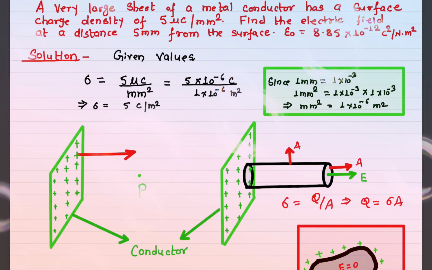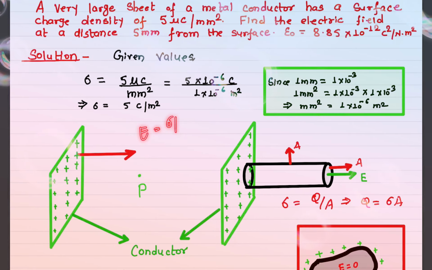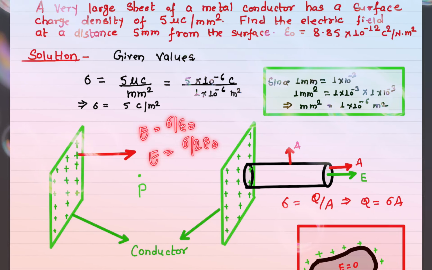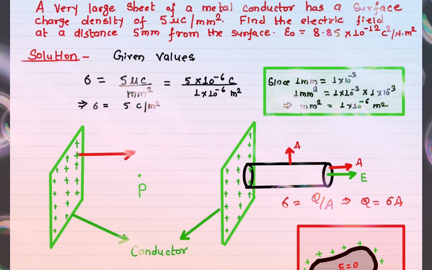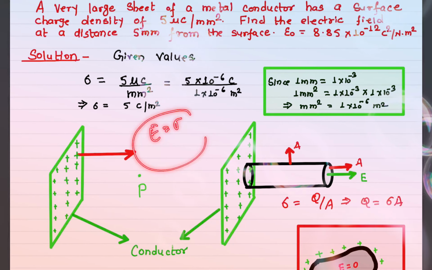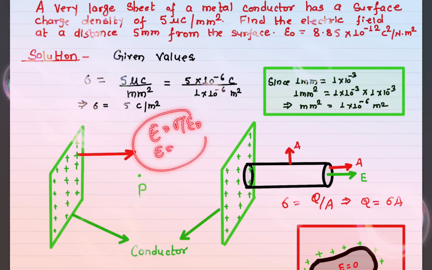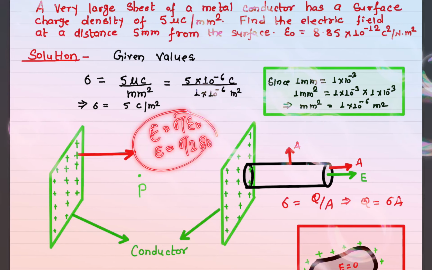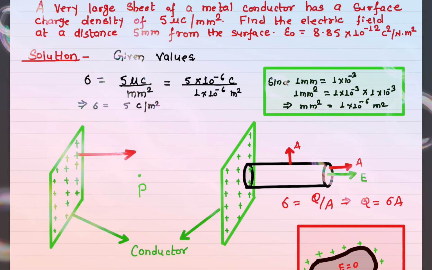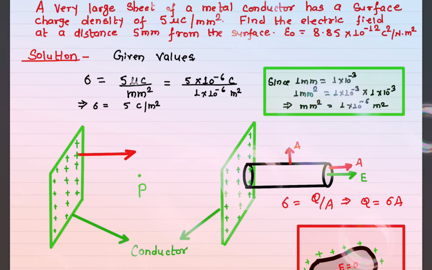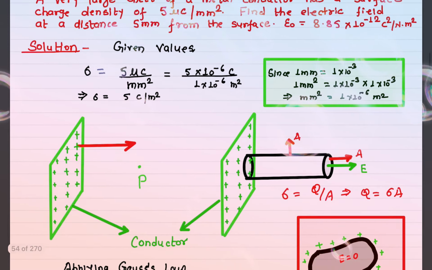Sometimes I see you confused whether to use E equals sigma over epsilon naught or E equals sigma over 2 epsilon naught. I'll explain this one. These are the formulas for calculating the electric field due to a large sheet of conductor, and I'll explain whether to use sigma over epsilon naught or sigma over 2 epsilon naught.